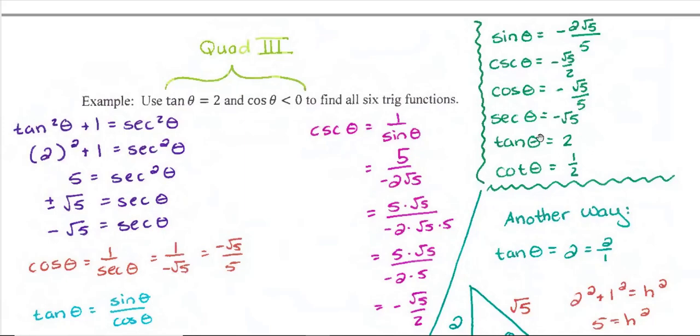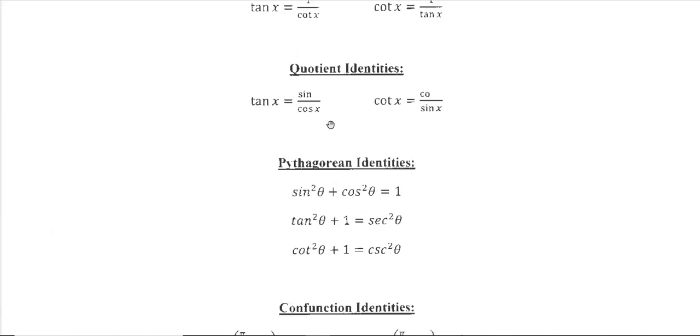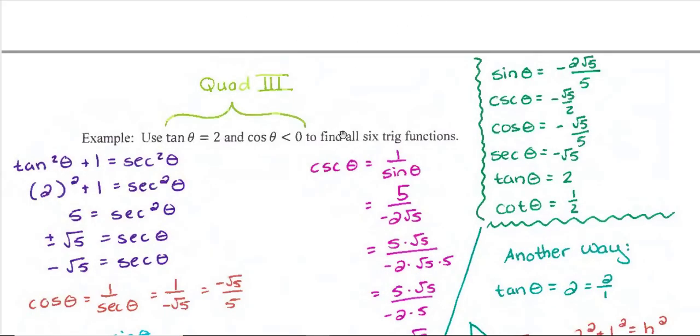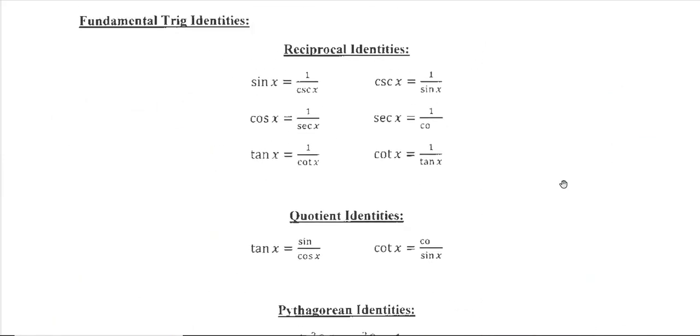So tangent was given to us. Tangent is equal to 2. Once you have the tangent, it's really easy to get the cotangent. That's just the reciprocal of the tangent, which is where cotangent equals 1 over 2 comes from. And so now what we want to do is look at these fundamental trig identities and come up with an identity that has one unknown and the rest known.